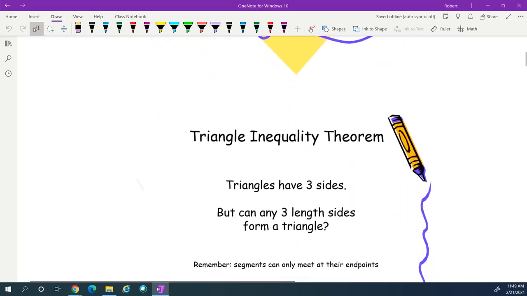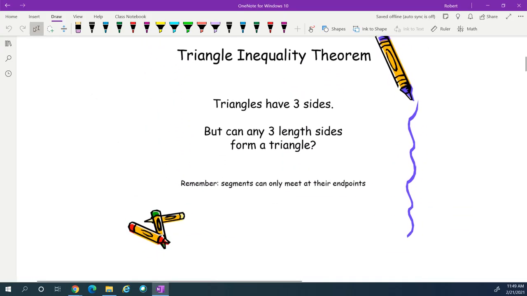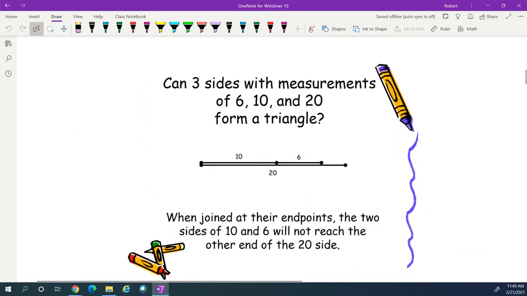So all triangles have three sides, but can any length segments form a triangle? Keeping in mind that to form a triangle, the segments can only meet at their endpoints. And we can go through some experimentation. For example, if we had segments that measure 6, 10, and 20 units, whether that's inches or feet doesn't matter, you can see that if I connect the 10 to the 20 and then the 6, it doesn't even reach. Like 10 plus 6, it doesn't even reach the other end of the 20. And that's really the heart of this theorem.